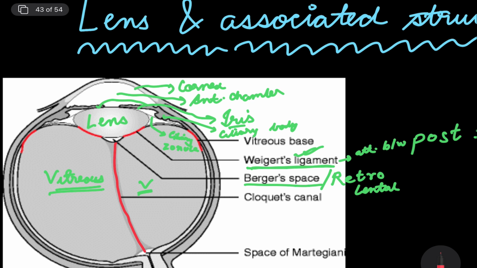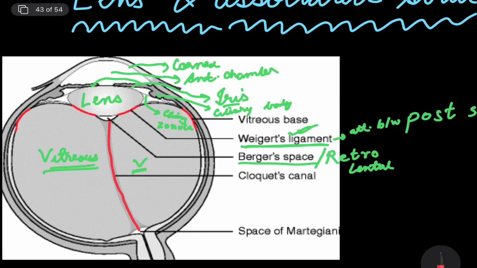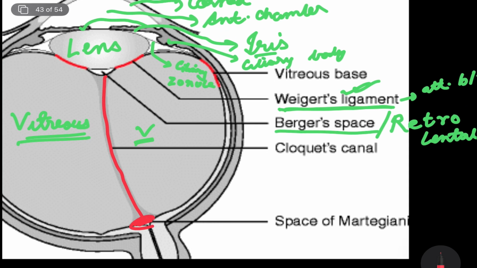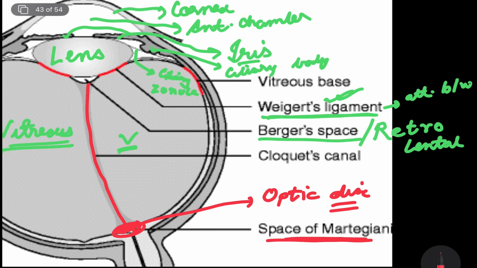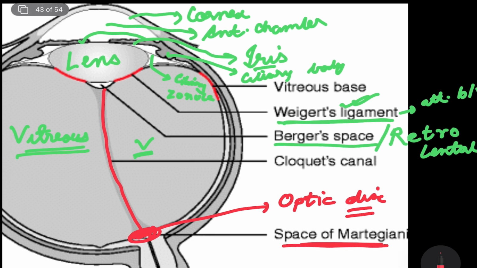Okay. This canal that is running from the lens up to a structure over here, right? This is actually nothing but the optic disc. Okay, there is the optic disc present over there. Now, don't worry about this space of Martigiani. I'll talk about what that space is in a bit. Okay, do not get confused.